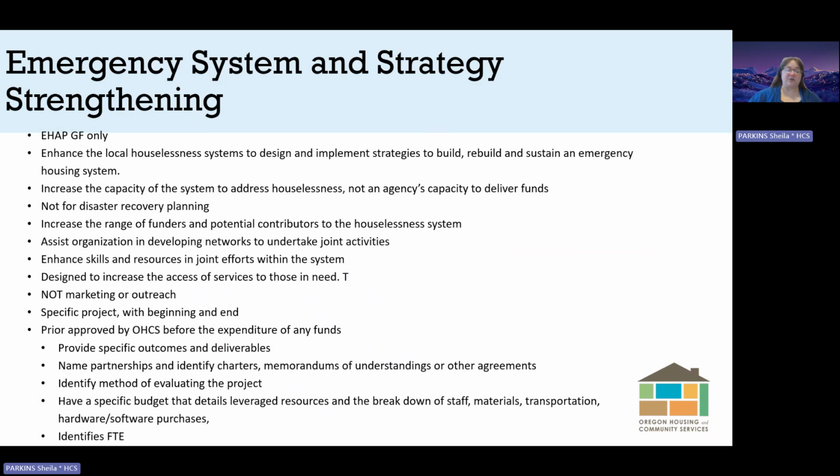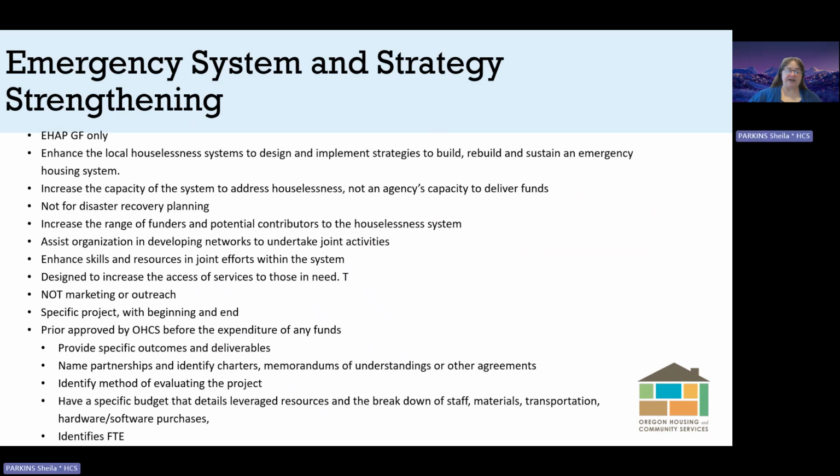ESSS is meant to increase the range of funders and potential contributors to the houselessness system, assist organizations in developing networks to undertake joint activities, enhance skills and resources in joint efforts with the system, and ultimately is designed to increase the access of services to those in need. This is not just simply sharing program information with other organizations, such as a marketing or outreach effort. This is meant to truly be a specific project with a beginning and an end to address the needs and strengthen the strategy of the emergency houselessness system.